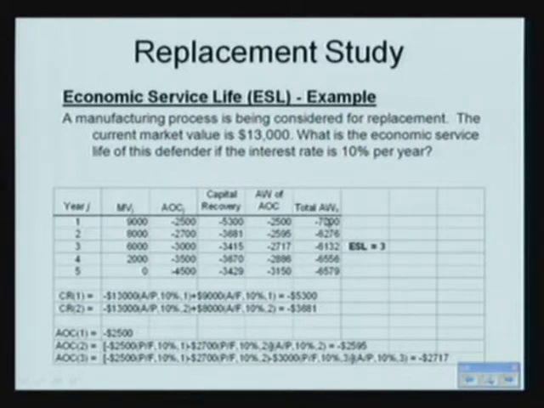So the total annual worth for 1 year, 2 years, 3 years, 4 years, and 5 years is given in the last column. And that's that bathtub curve. That's the yellow line that we saw in the prior diagram. And where's the smallest point? It's right here at 3 years. So the economic service life for this particular manufacturing process is 3 years.